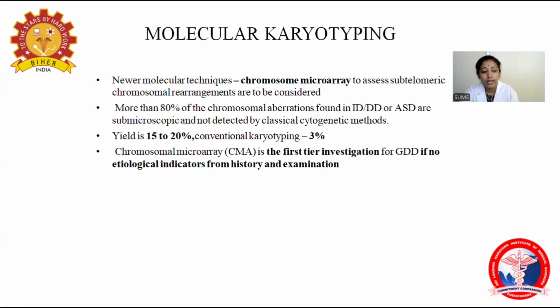Next is molecular karyotyping. New molecular techniques like chromosomal microarray are done to assess subtelomeric chromosomal rearrangements. More than 80% of the chromosomal aberrations found in intellectual disability, developmental delay, or autism spectrum disorders are submicroscopic and not detected by classical cytogenetic methods. The yield of molecular karyotyping is 15 to 20%, whereas conventional karyotyping is only 3%.